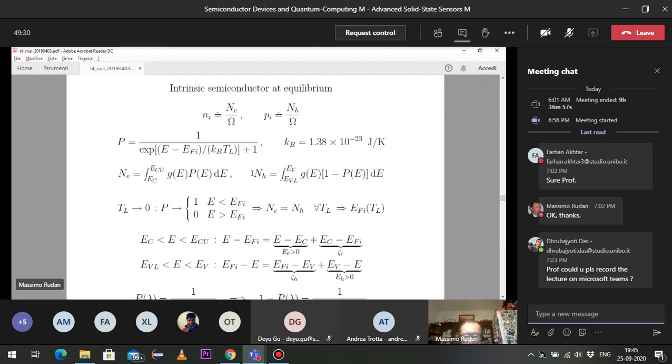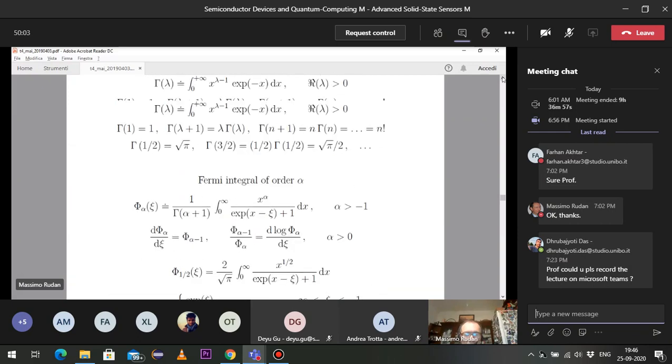Now we have a question. Do we expect that any relation exists between the number of electrons in the conduction band and the number of holes in the valence band? Well, we can easily demonstrate that these two numbers are equal to each other if we are considering the intrinsic semiconductor, okay? And in order to show this, we go back to the figure.